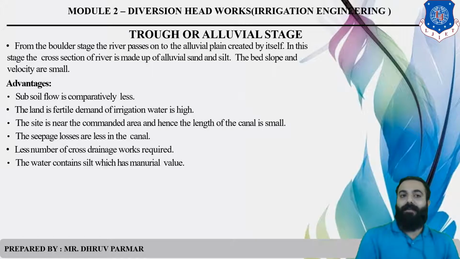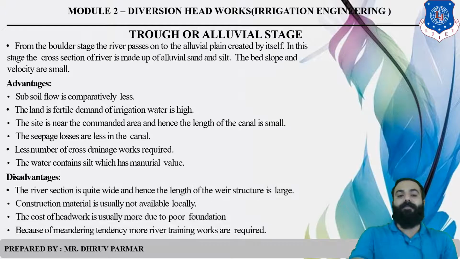Subsoil flow is less, and the land is fertile because alluvial means it contains sand and silt. So irrigation demand is high because the land is fertile, and it demands a maximum amount of water. So we can construct a diversion headwork in this stage. Clear? The site is near the commanded area, meaning the cultivable commanded area. So the canal length is very small, seepage loss is obviously less, fewer cross drainage works are required, and the water contains silt, which has manurial value. Disadvantages.